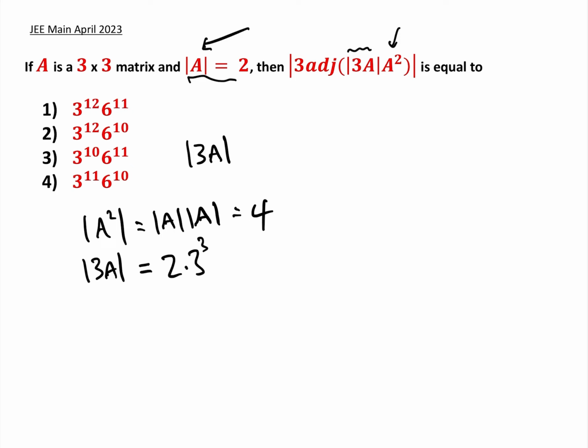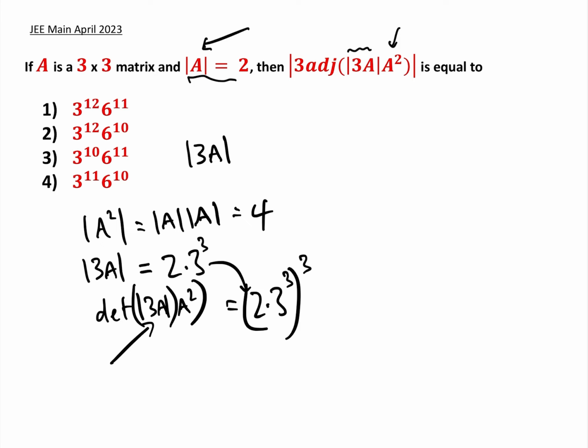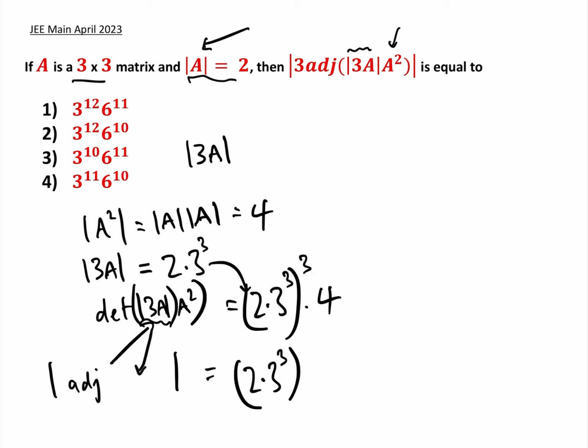And we know that therefore the determinant of 3A times A squared is equal to this, 2 times 3 cubed, because by rule number 1 it's a 3 by 3 matrix and we are multiplying by a scalar, times 4. And therefore the determinant of the adjoint of that thing there is equal to 2 times 3 cubed times 4 squared by rule number 2.